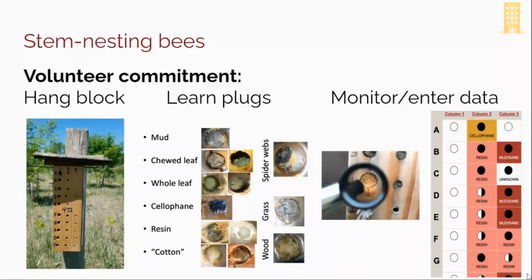So after they had hung their block and learned the different plugs, we asked them to check it like every 3 to 4 weeks, thinking that would be sort of a reasonable time commitment over the summer, and also provide us some information about when holes were plugged, when things were active. And then we had a nest block data entry webpage that we had built for us. And they would click on the holes and enter if it was full or not on that particular observation day. And then, of course, the final thing that I don't have up here is they needed to return the blocks to us in the fall. And we actually reared them out to identify the young.